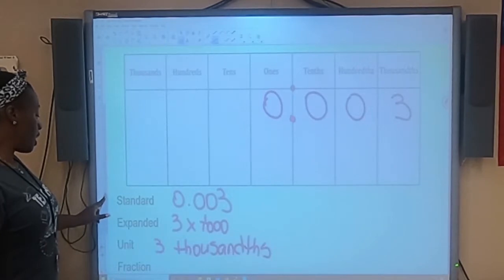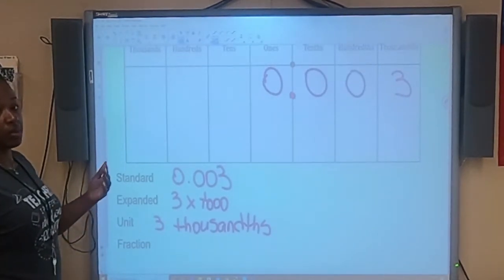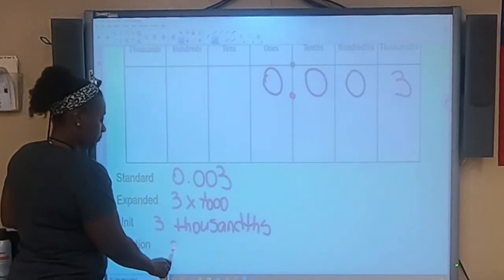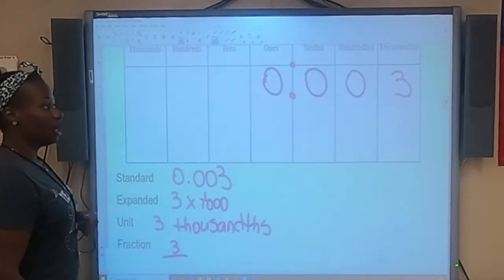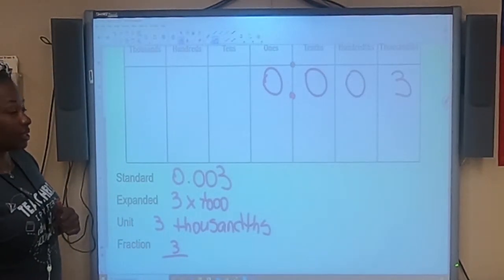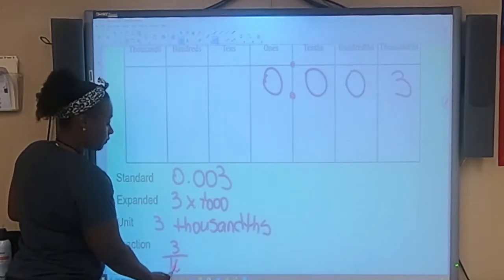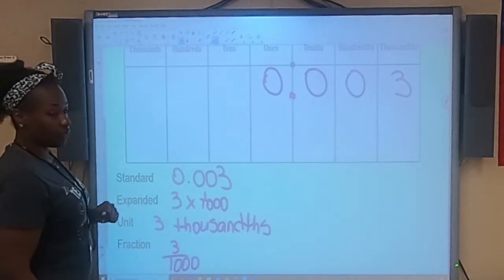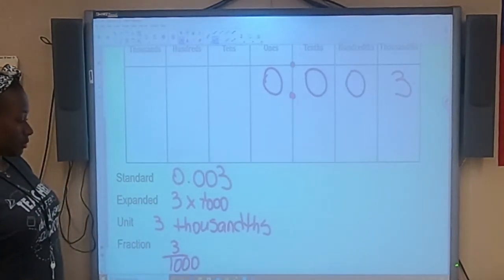And then to finish it off, we're going to write it as a fraction. Well, the number we see is 3 at the top. That will be my numerator. And its place value will be the denominator, which is thousands. So in fraction form, it would be 3,000.